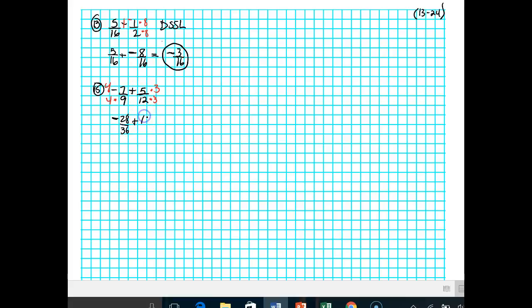Plus 15 over 36. So this is DSSL, different sign, subtract, keep the sign of the larger. So I'll do 28 minus 15, which will give me negative 13, because I had more negatives than I did positive, over 36. That cannot be simplified, and that's your answer.